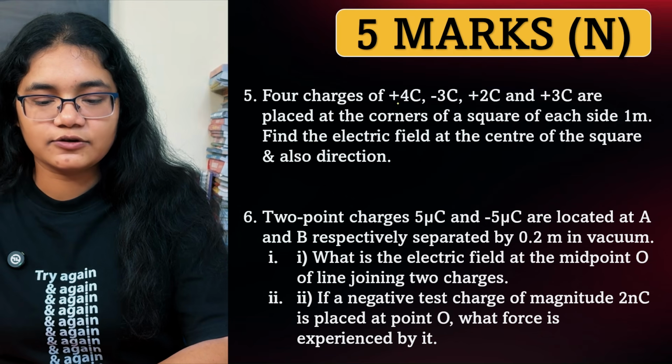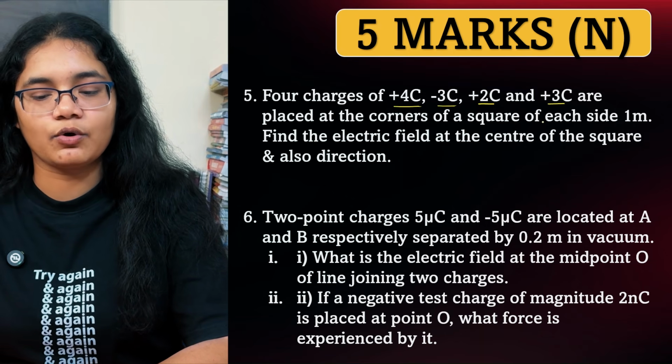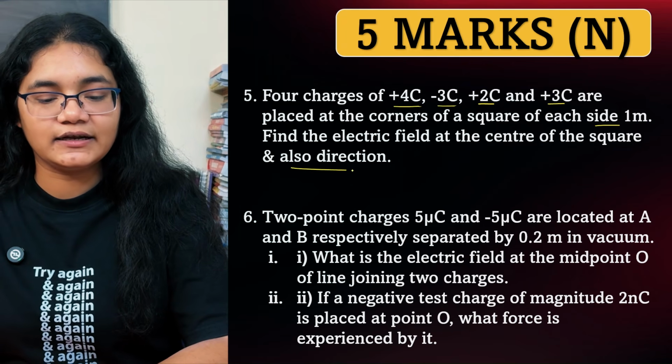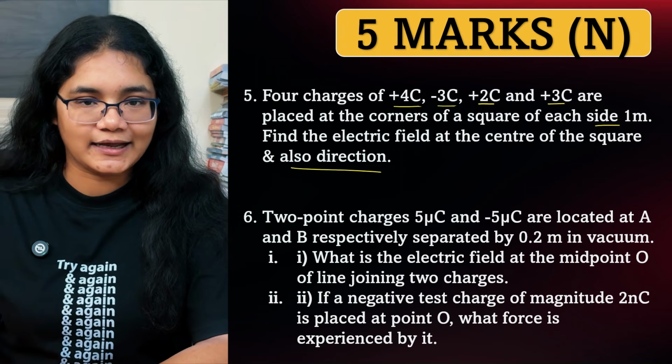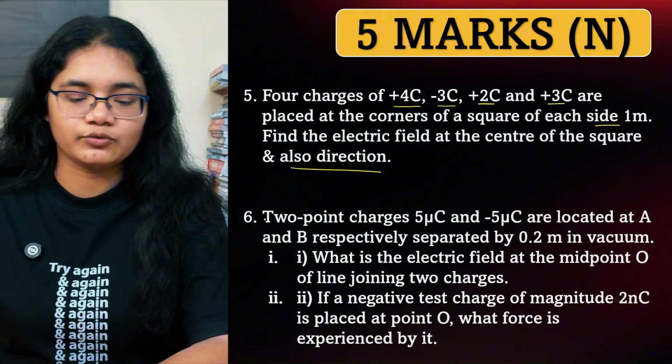Next is four charges of +4, -3, +2 and +3 coulombs placed at the corners of a square of each side 1 meter. Find the electric field at the center and also the direction. So this is a little bit similar to your second question. Okay, you can practice this question also.